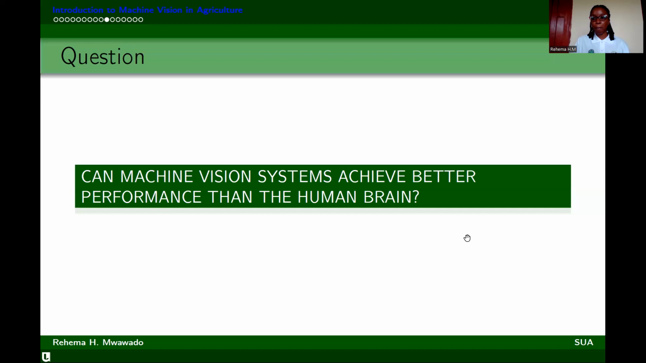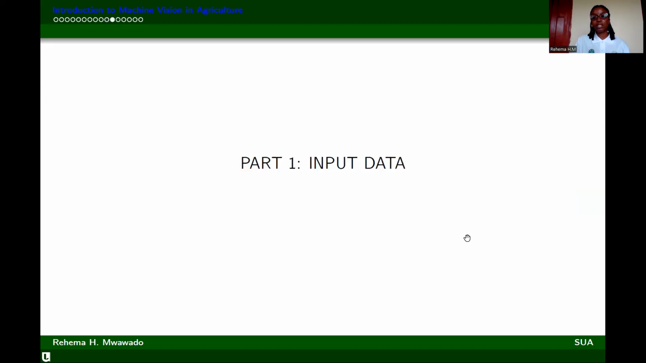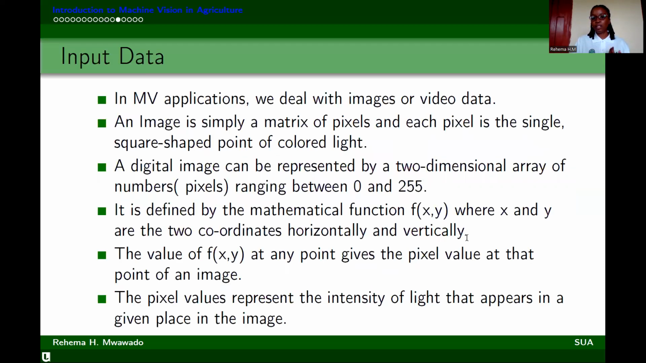So let's move now to the first part of the pipeline, which is the input data. Now, we say that a machine vision system is all about images. So we need to understand what an image is and how it is interpreted in a computer system. In a computer system and machine vision application, we deal with images, like I said, or video data. For our case, video data is a sequence of images.